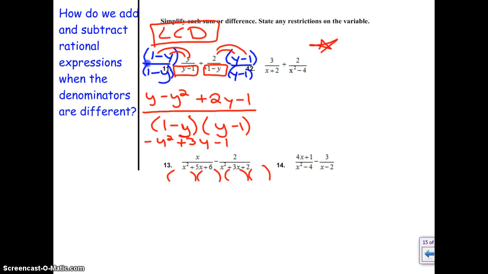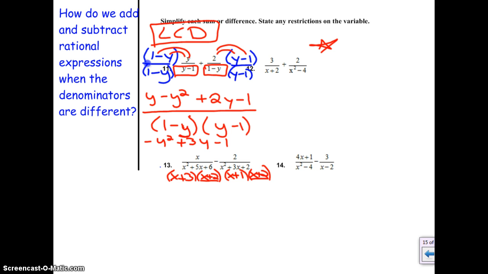Okay, my first denominator is going to be x plus 3 and x plus 2. 2 and 3 multiply to make 6, and they add to make 5. And then on my other side, I'm going to have x plus 1 and x plus 2. 1 and 2 multiply to make 2 and add to make 3. What you guys will notice is that both denominators already have an x plus 2, so that part is already common. The part that's different is the x plus 3 and the x plus 1.